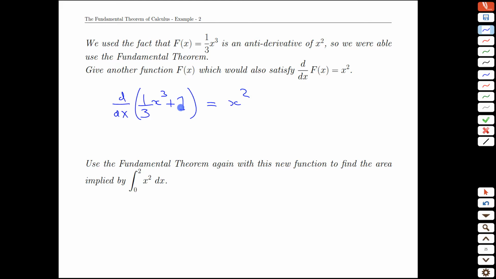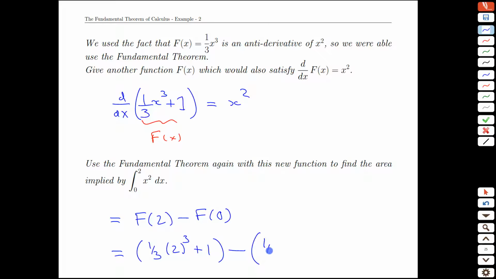Because I could use this function instead and call that capital F of x. Is that okay, or does that break things? Well, let's do the same process. We're going to call this F of 2 minus F of 0. We're just going to use this new function and see what that gives us. So we're going to plug in 1/3 of 2 cubed plus 1. And then we're going to subtract 1/3 of 0 cubed plus 1. So we're going to get our 8/3 again, plus 1. But we're also going to have a, oh, phew, we get the same answer back.